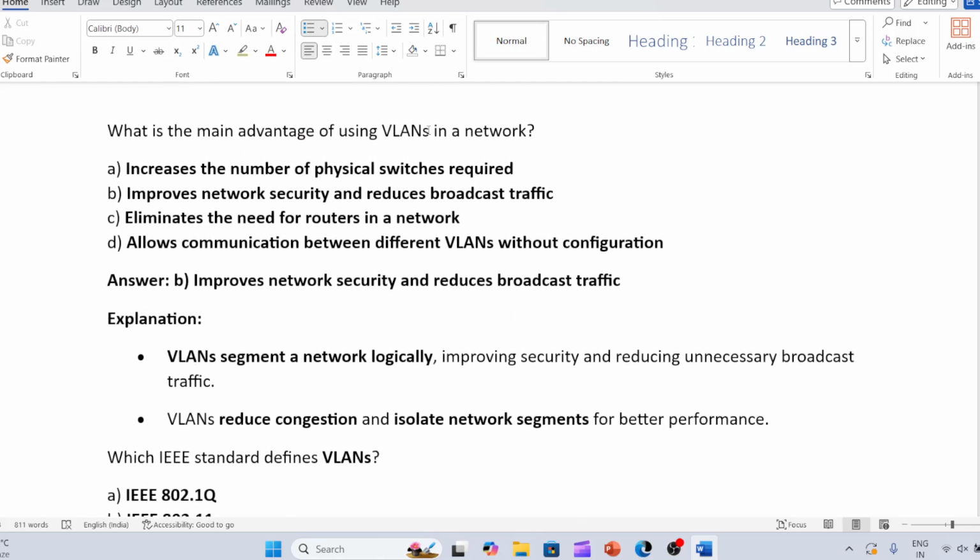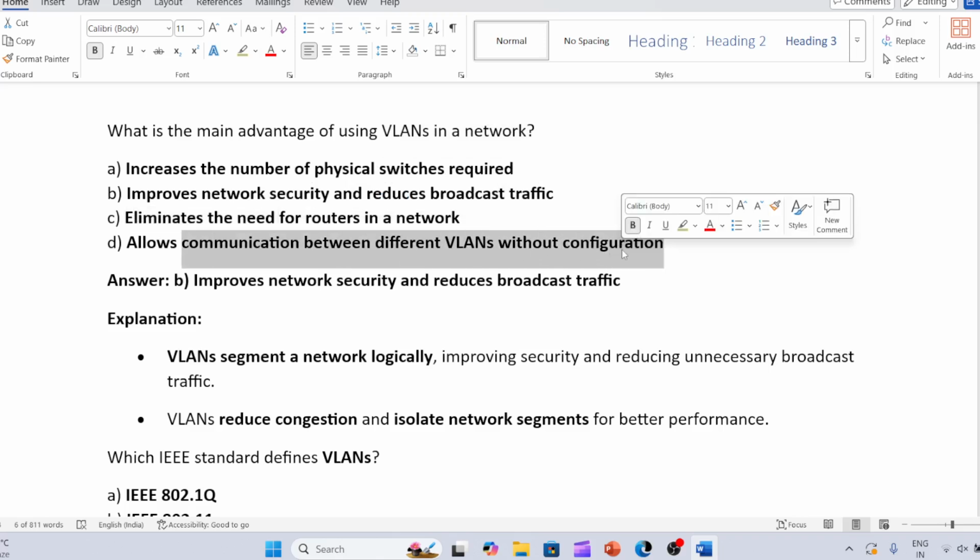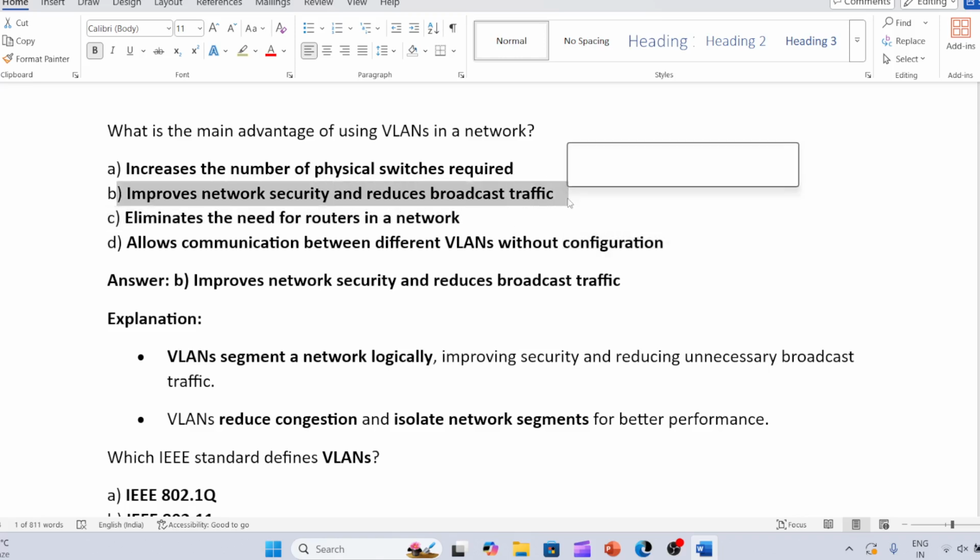So what is the main advantage of using the VLAN? क्या इसका main advantage है in the network when we are using? Increase the number of physical switches, no. Improve security, reduce broadcast traffic, yes. Eliminate the need of router, no. Allow communication between the VLANs without configuration, no. Configuration is required, so option B is the right answer for this question.